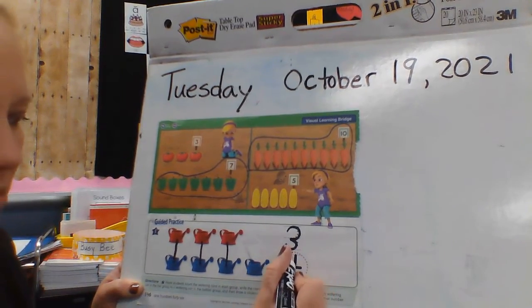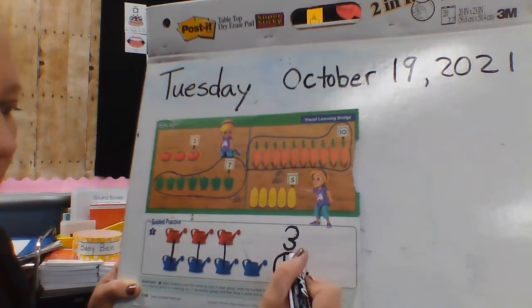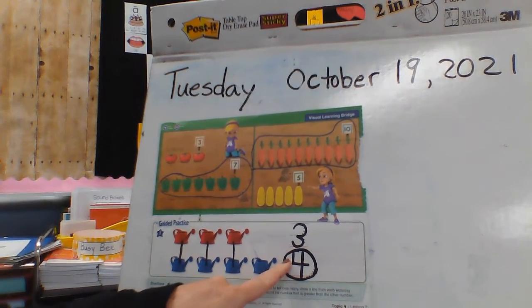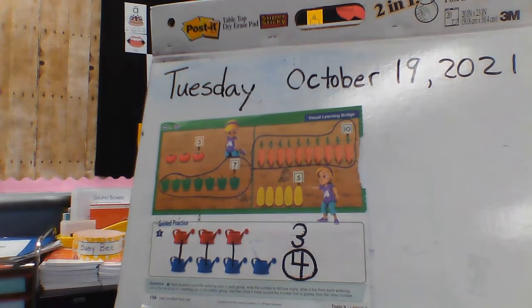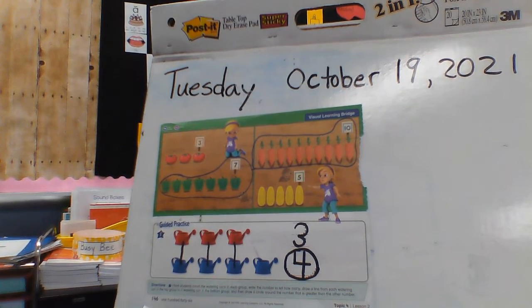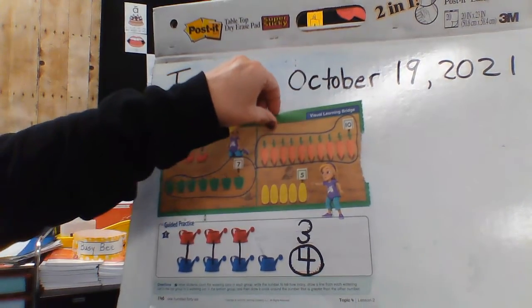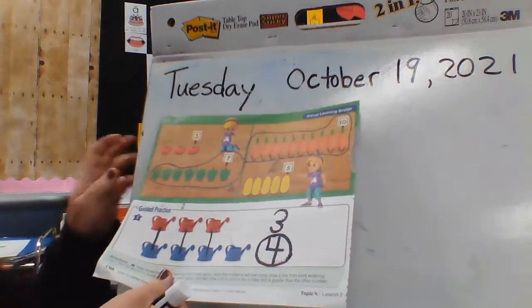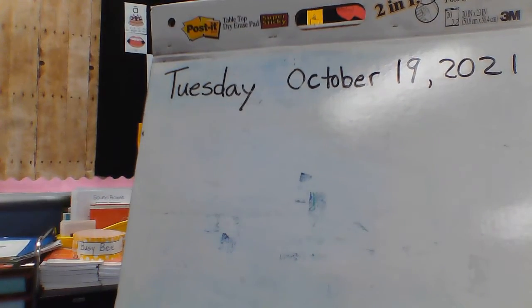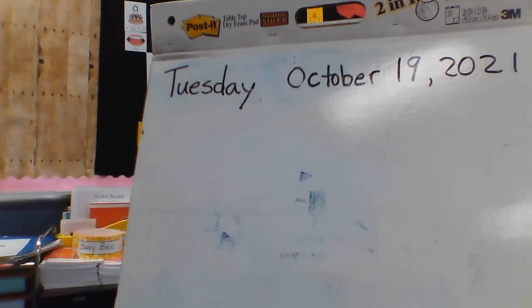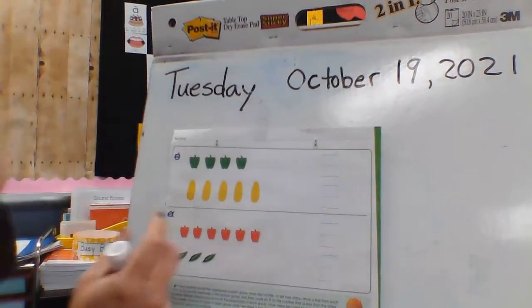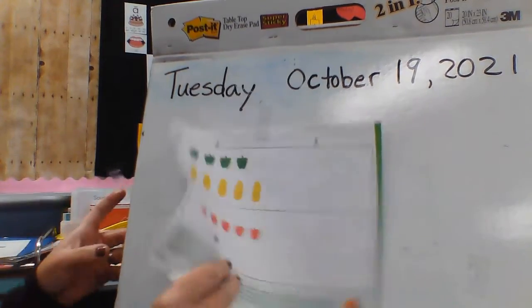So I'm going to circle 4. They want us to circle the number that has more. And we know that 4 is bigger than 3. It's greater than 3. 4 has more than 3. All right. We're going to take this page and set it aside. And now we are going to work on the next page.